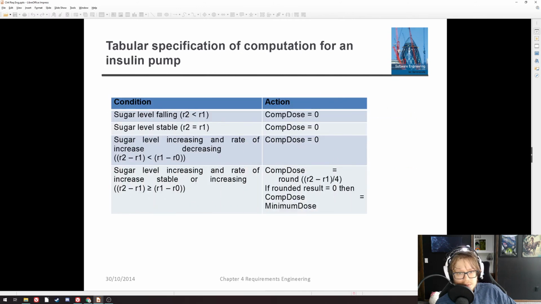So looking at an example with the insulin pump, obviously depending on the sugar level that it reads, a lot of different things are supposed to happen. So we might put those in table form instead of making a bunch of bullet points or describing them in language. It's much easier to understand. Is the sugar level falling, stable, increasing, decreasing, etc.? There's at least 4 options to be had here. They all have different corresponding actions necessarily, so it's an easy way to specify lots of different conditions with their corresponding actions without going into confusing lingo.